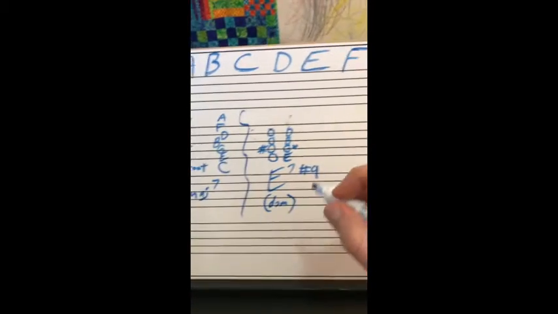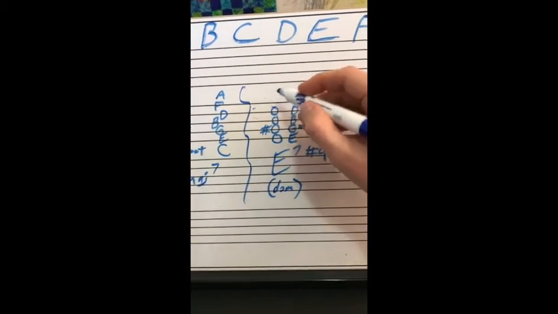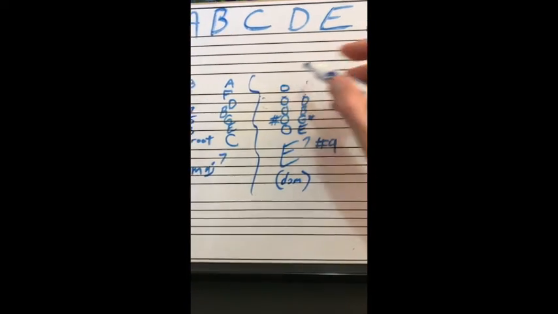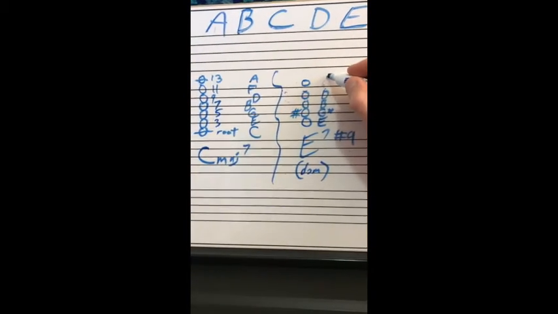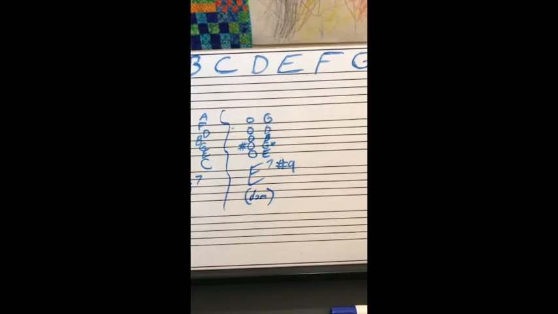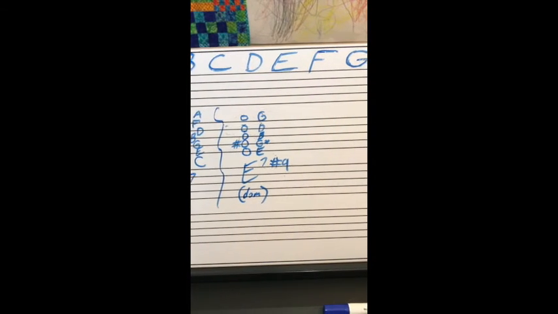Whoops, dropping my, whoa, this is some lo-fi stuff here. F double sharp is rewritten as G. All right, so I'm going to put that there, G natural. And now we've created E7 sharp 9.